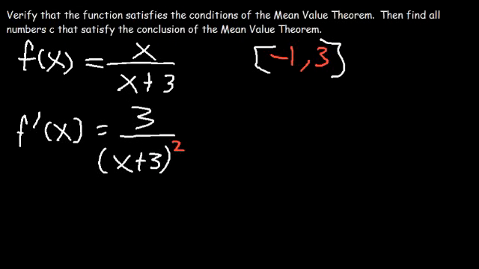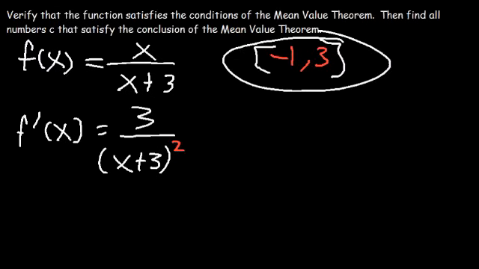Notice that the function is not differentiable at -3. The derivative is not continuous at that point because it's still undefined at -3. But -3 is not in the interval. So the function is differentiable on the open interval from -1 to 3. So we can use the mean value theorem.